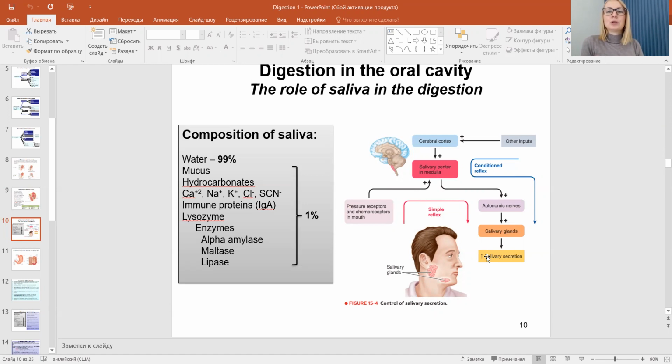Dental procedures promote salivary secretion in the absence of food because these manipulations activate pressure receptors in the mouth.